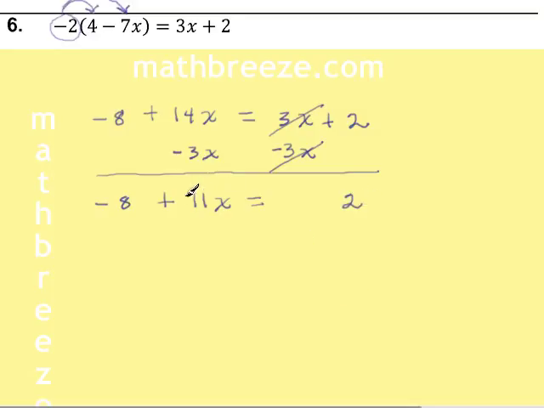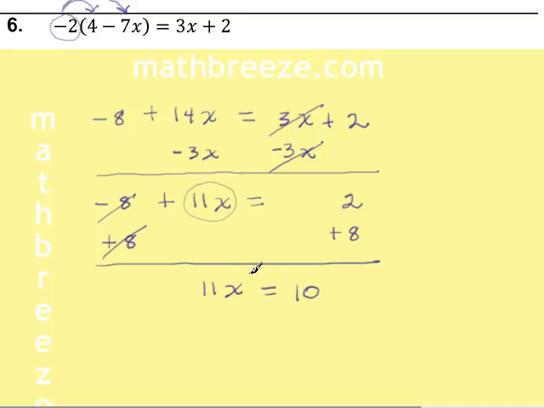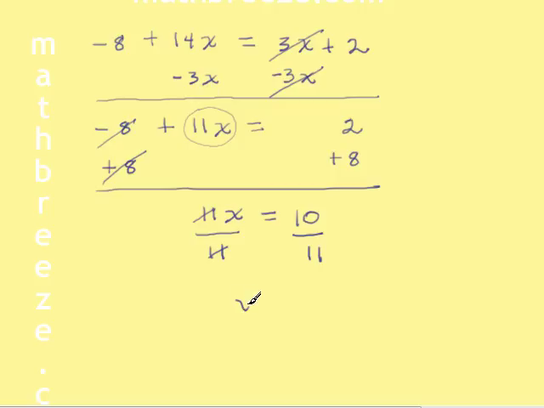And now we want to isolate the x term. So here we have a negative 8. Let's do the opposite, and let's add 8 to both sides. Here's some canceling. And now we have the x term isolated on the left. 11x is equal to 10. And now to isolate x, we're going to divide by 11 so that these cancel. And we get x is equal to 10 over 11, and we'll just leave it like that.